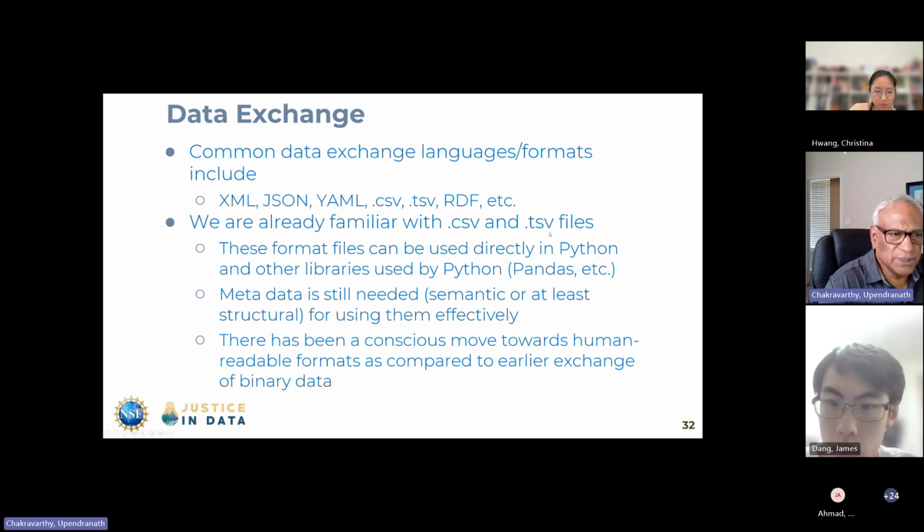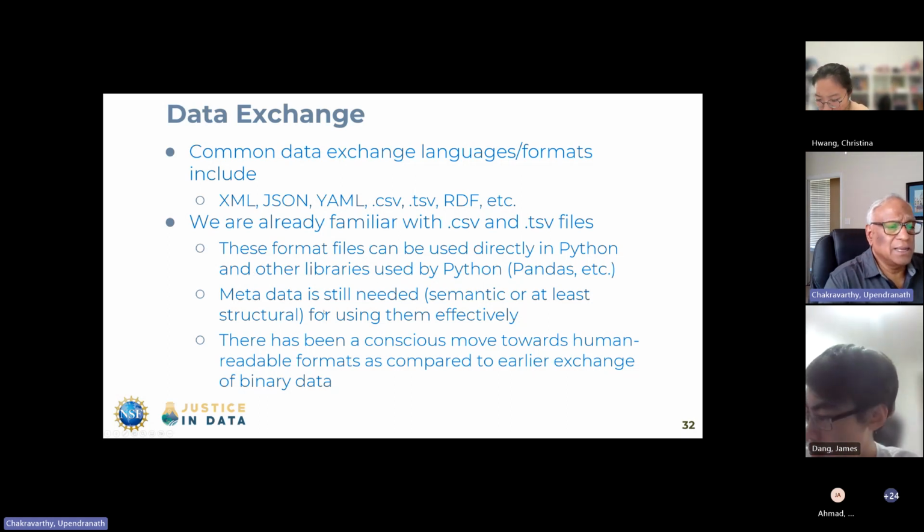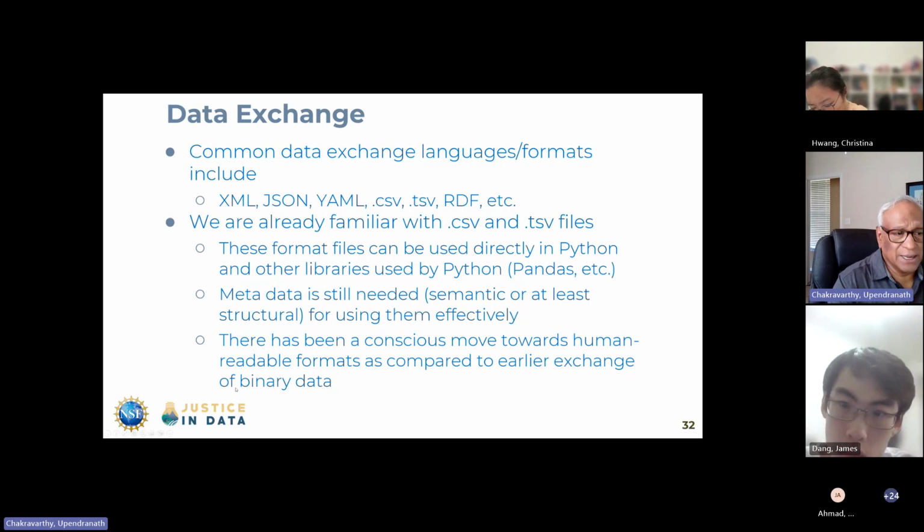We're already familiar with CSV and TSV files. These format files can be used directly in Python and other libraries used in Python, like pandas, to import data into frames. Metadata is still needed, semantic or at least structural. There has been a conscious move towards human readable formats as compared to the earlier exchange of binary formats.